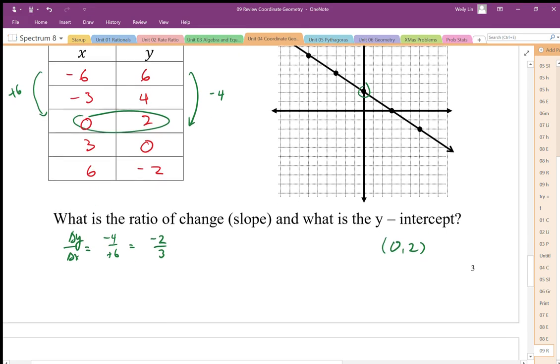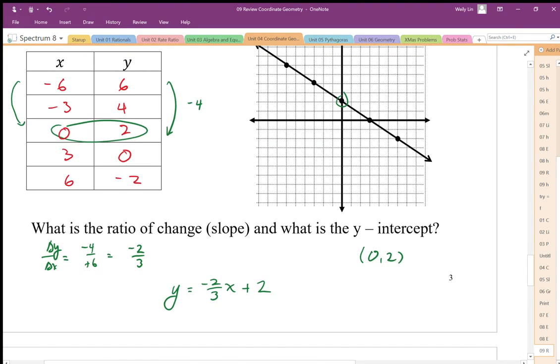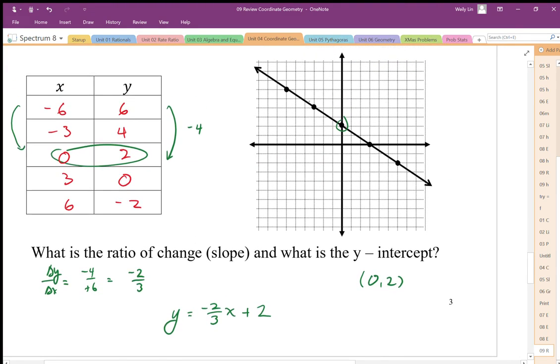Now, if I want to come up with my equation now, I can write my equation as -2/3 x plus the starting point of 2. And that allows me to connect this idea of slope that I see in my graph, my table, my starting point that I see in my graph and my table, onto my equation.